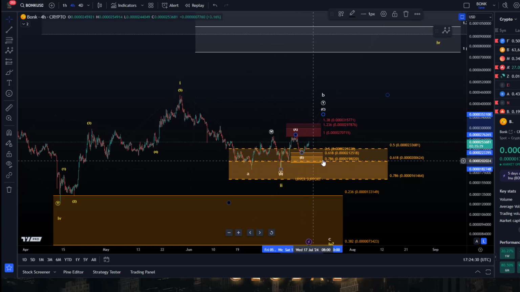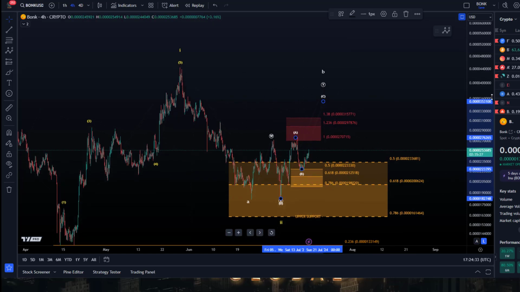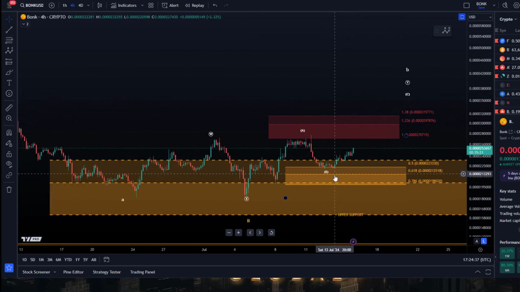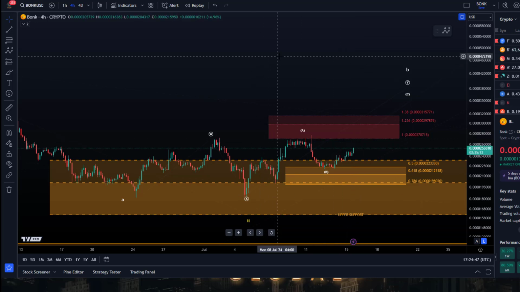Yes, you can use the support area and everything, but don't necessarily look for precision until we have some clarity on the smaller time frame also. But I think next, what is important here is to watch this resistance level at 270715. Looks as if the price wants to get there. That's my update about Bonk.